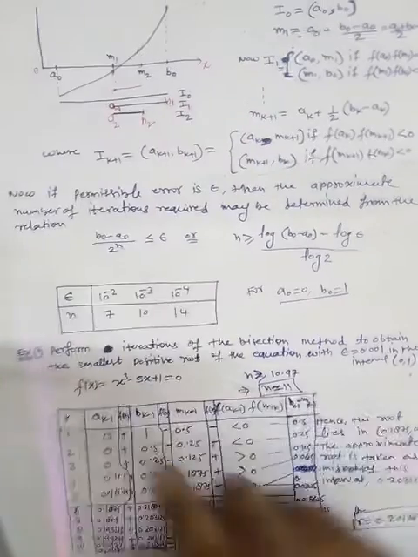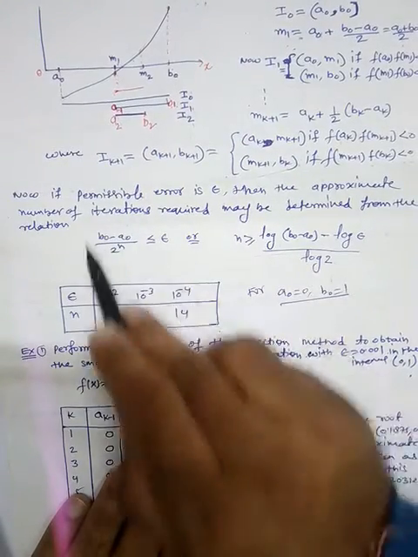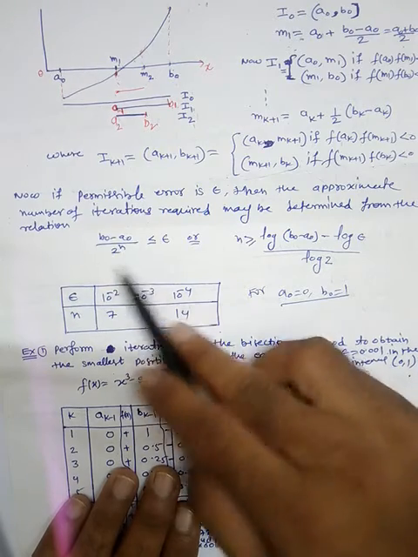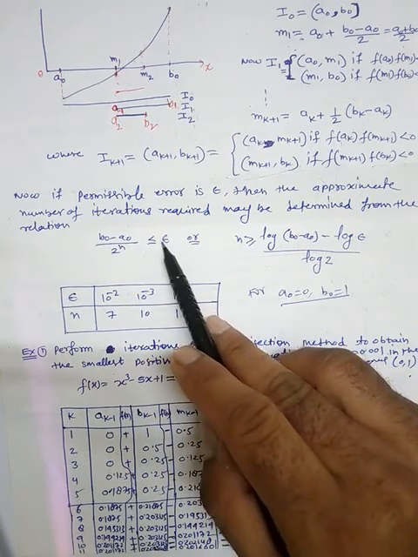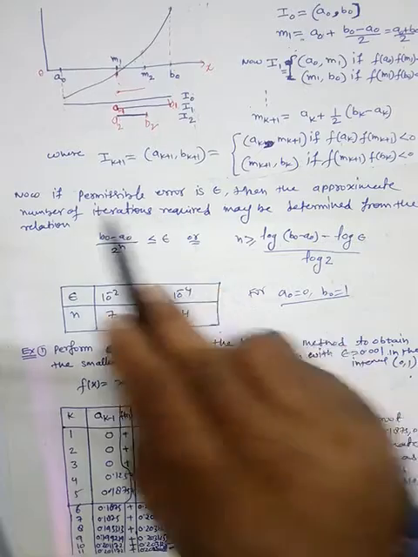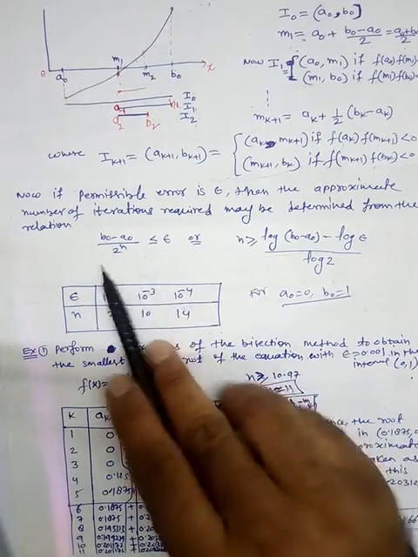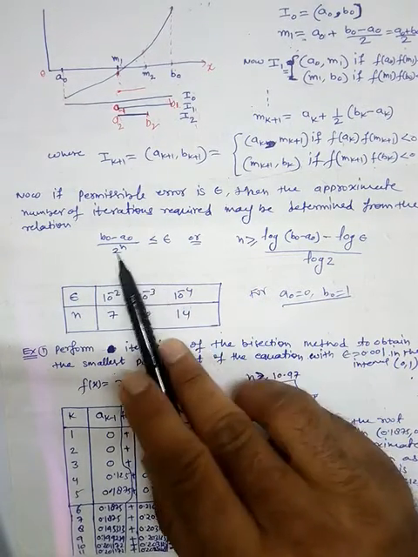Okay. So here is this procedure. After the nth iteration, we have (b naught minus a naught) by 2 raised to the power n. This is the length of the nth interval. This length should be less than epsilon if this is the permissible error. So from here, if you take the logarithm on both sides, then what will you have?